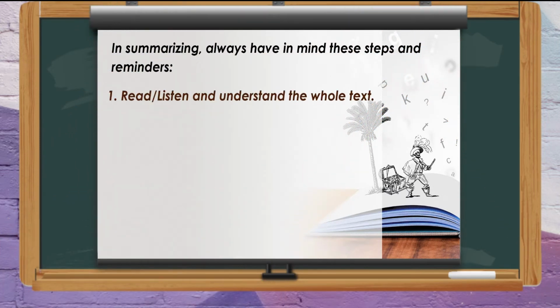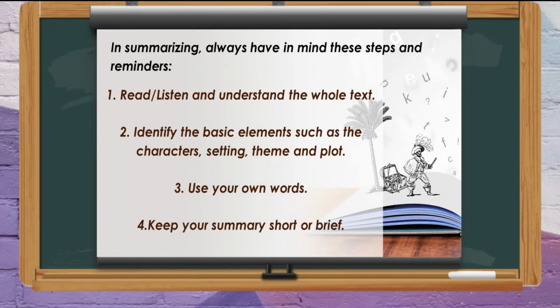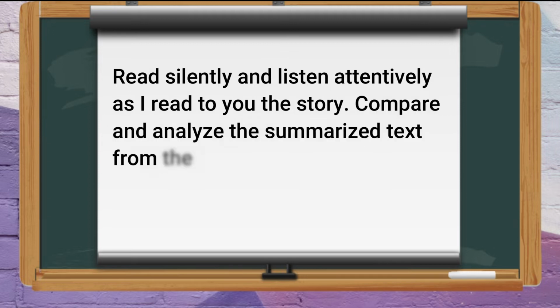Read, listen, and understand the whole text. Identify the basic elements such as the characters, setting, theme, and plot. Use your own words. Keep your summary short or brief. Did you get it, children? Read silently and listen attentively as I read to you the story. Compare and analyze the summarized text from the original text. Let's start!